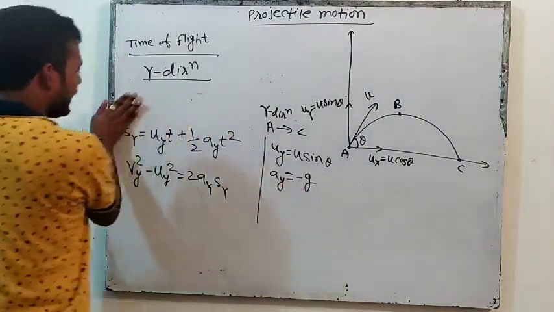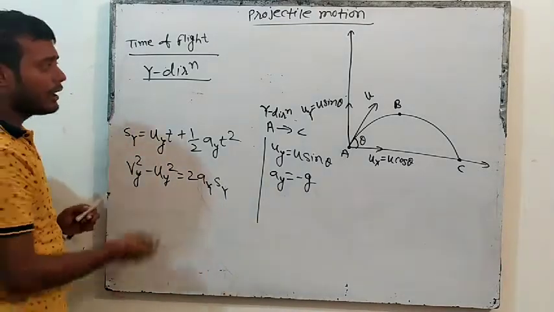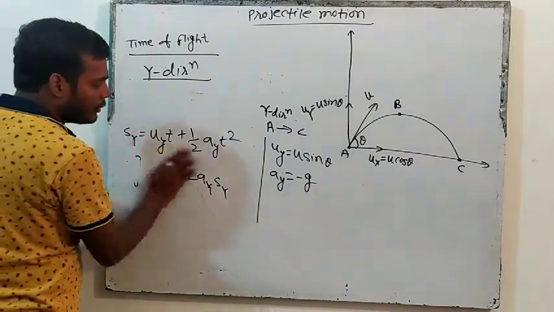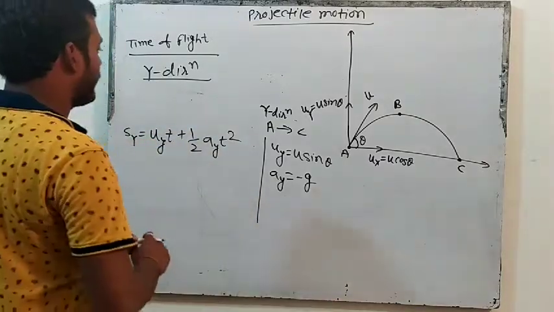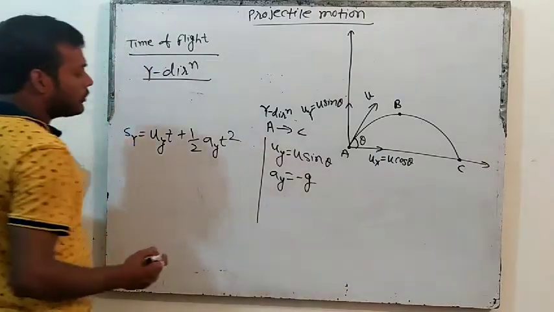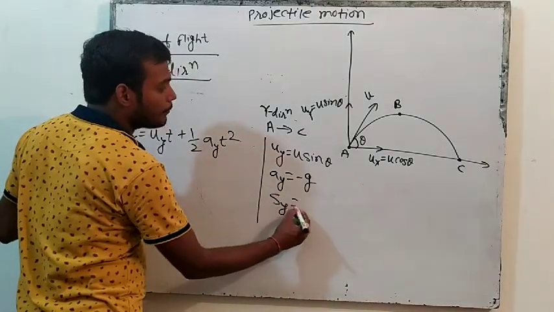Then can we select the second equation? Yes. In the third equation time is not coming, so how would we calculate time of flight? So this equation also we will not select. We will go to the second equation. What will be the displacement in the y direction?